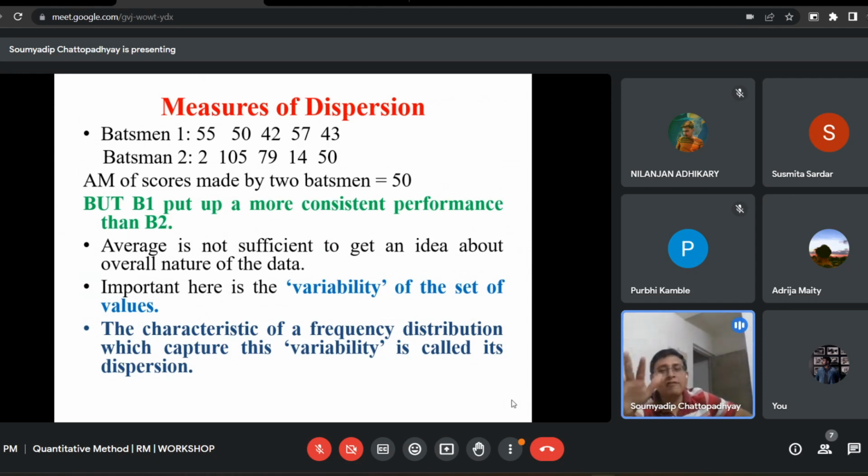Until now, I have considered only the average to depict the central characteristics of the data. But average is not sufficient to get an idea about the overall nature of the data, which is very much obvious from this example. So in order to understand the nature of the data, another aspect we need to focus on is the variability of the set of values. The characteristic of frequency distributions which captures this variability is called dispersion. That means there are certain measures which can capture the variability in the set of values and give you important insights into the nature of the data.